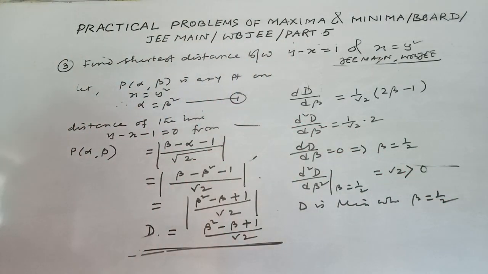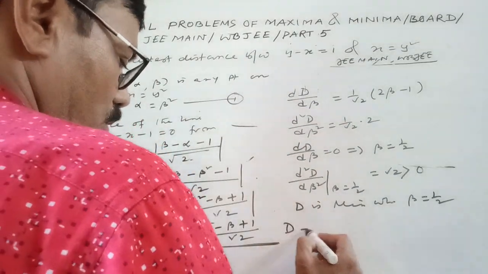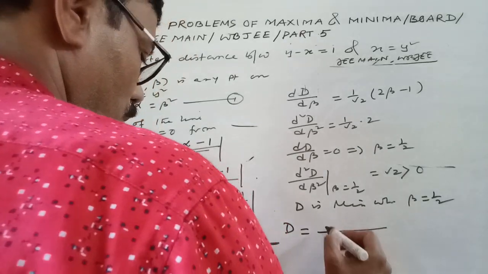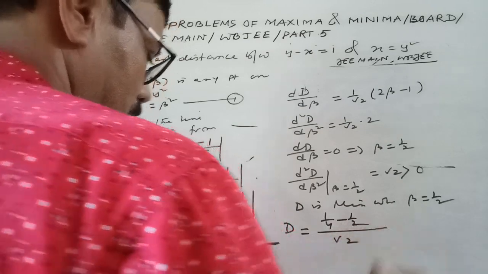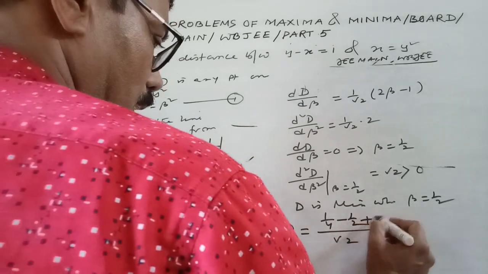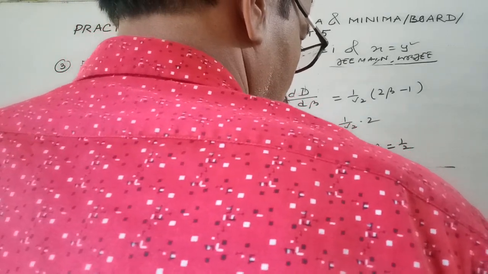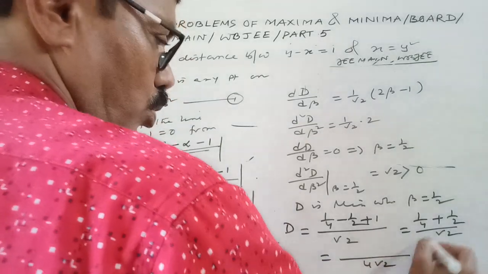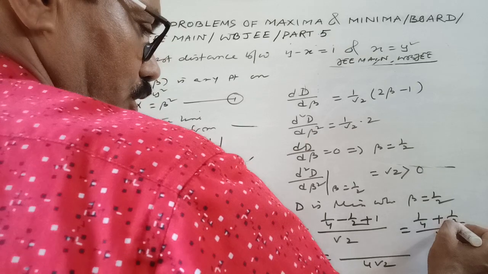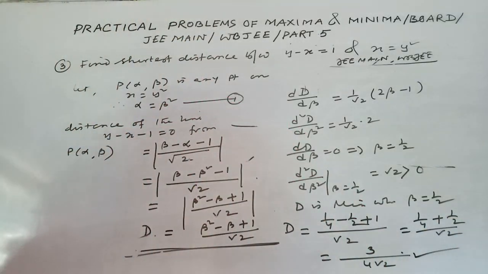Now you have to find the shortest distance. What is the shortest distance? So D equals to 1 by root 2 into beta square minus beta plus 1, so 1 by 4 minus half plus 1, so 1 by 4 plus half by root 2. So this is 4 root 2, and this is 2 plus 1, 3 by 4. So distance is 3 by 4 root 2.